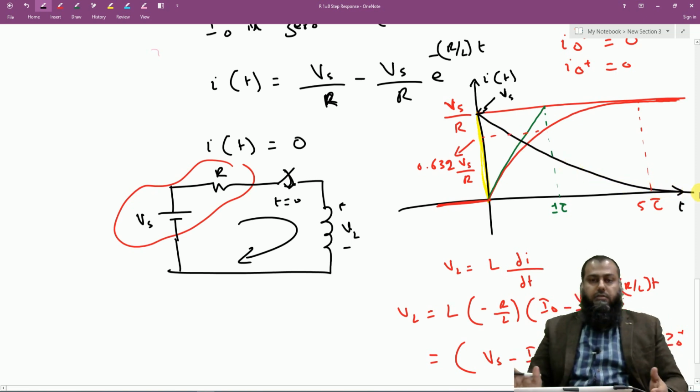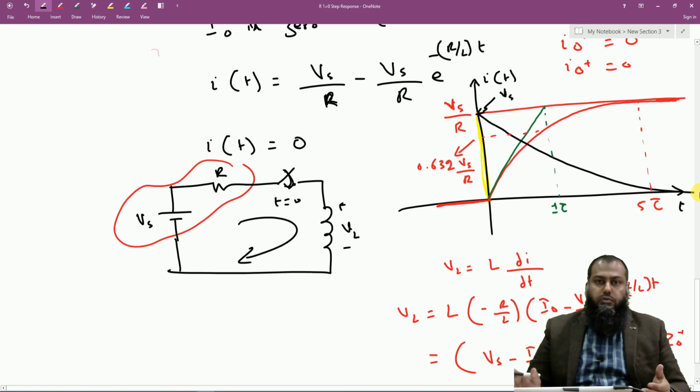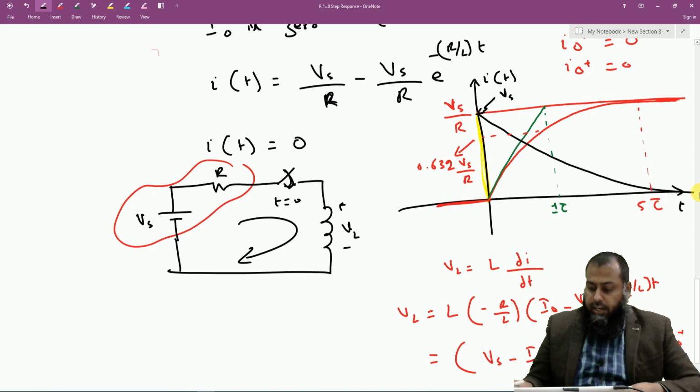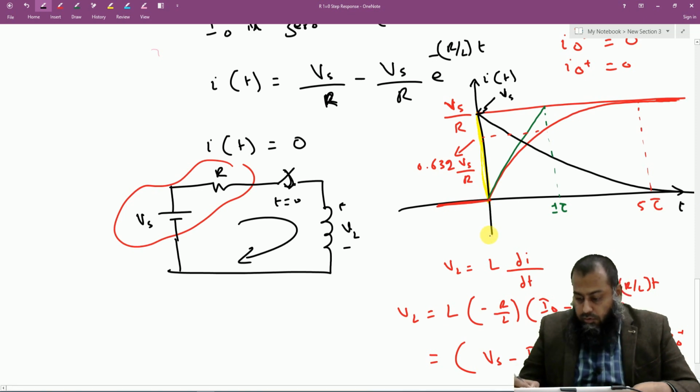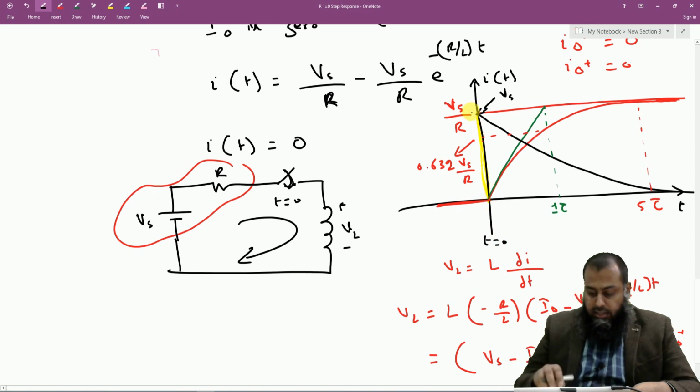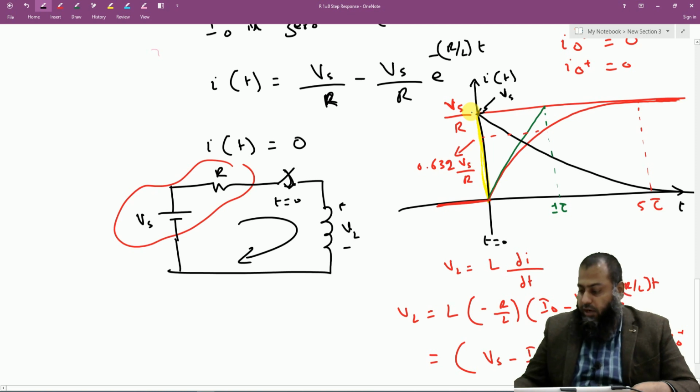Now, this is quite an obvious response when it comes to the circuit analysis here. Notice there are two very important points. At time t equal to 0, which is this particular instant, the current is 0 and the voltage is equal to Vs, and this is the voltage across the inductance. So let us see how it is actually happening here.